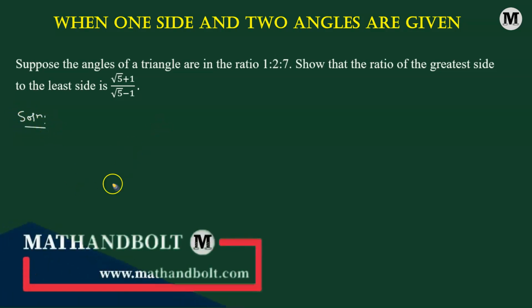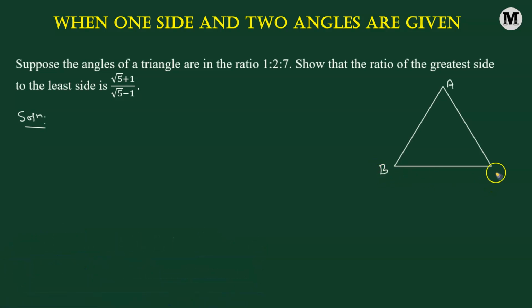For this we're going to consider a triangle. So here we have the triangle with vertices denoted by A, B and C. The side that is opposite to angle A, which is BC, we're going to denote by the lowercase letter a. Then AC is the side that is opposite to angle B. We're going to denote it by lowercase b. And the third side AB, that is going to be denoted by c, as it is the side opposite to angle C. Now it's given here that the angle measures of A, B and C are in the ratio 1:2:7.